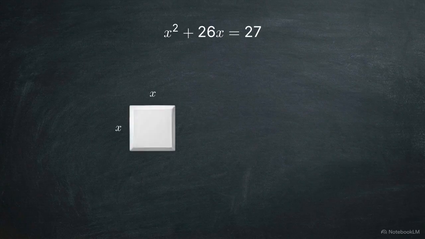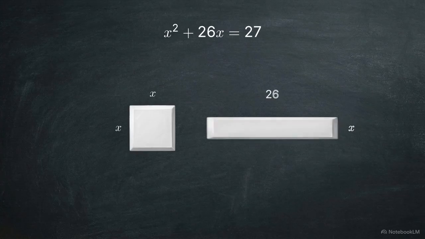We can see this in how they solved x squared plus 26x equals 27. The x squared term was visualized as a literal square with sides of length x. The 26x term was a rectangle with one side of 26 and the other of x. Together, the area of the square and the rectangle added up to 27.